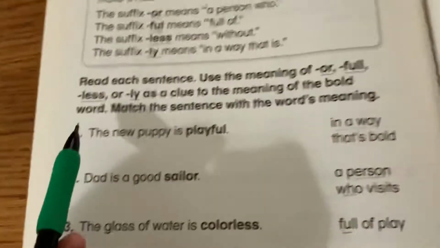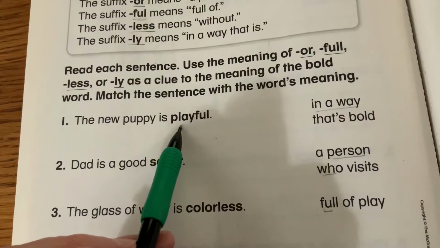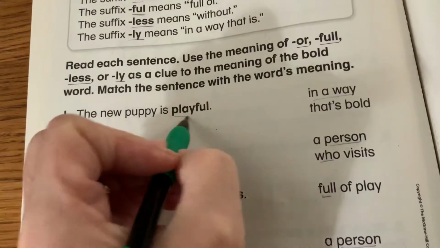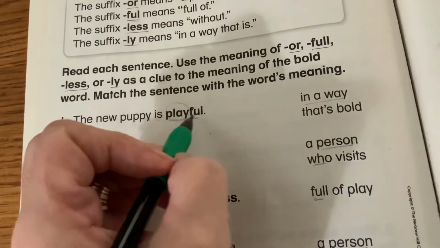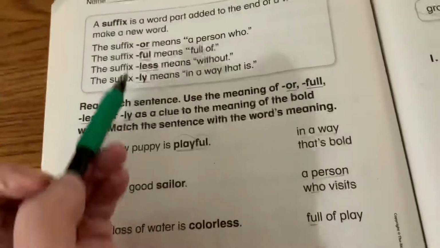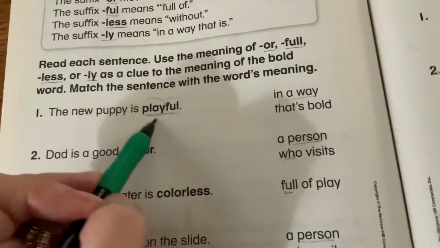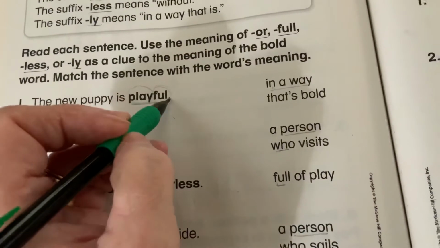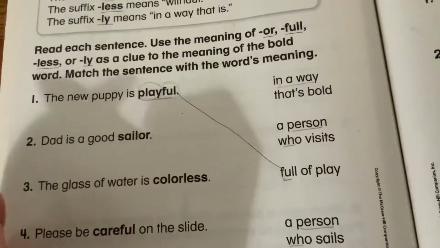Okay? So let's look at this one. The new puppy is playful. So our word is playful. What is the suffix we add? Well, the root word is play. So what did we add to it? We added full. So full means full of. So full of play. Now where does it talk about full of play? Right there. So we draw, well, there's no period here, so we just draw it to the first letter.